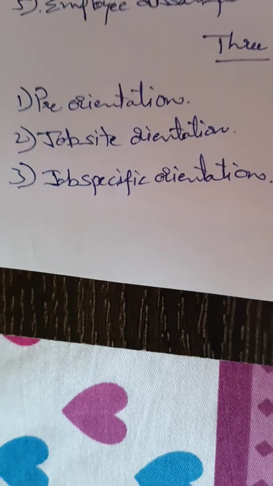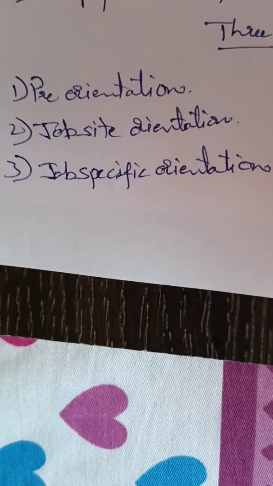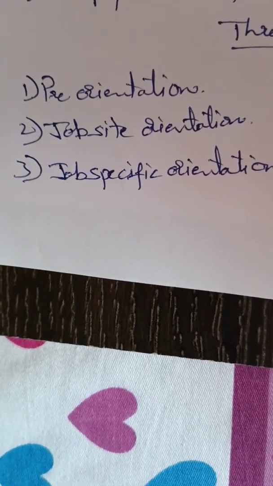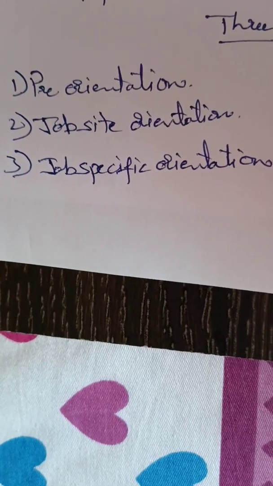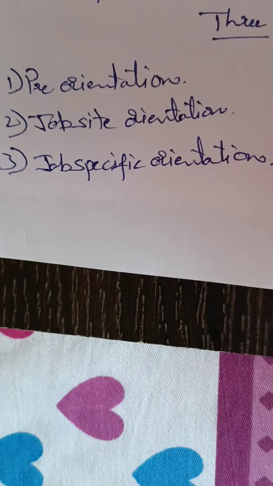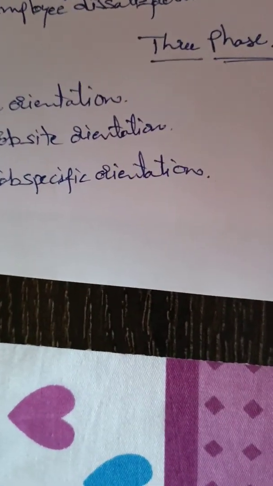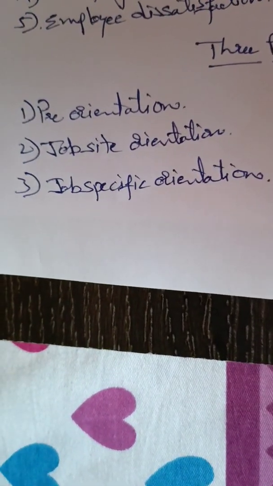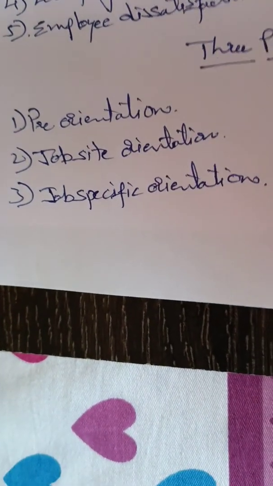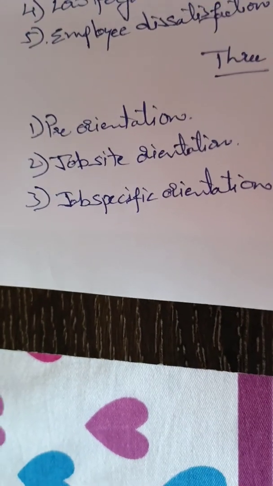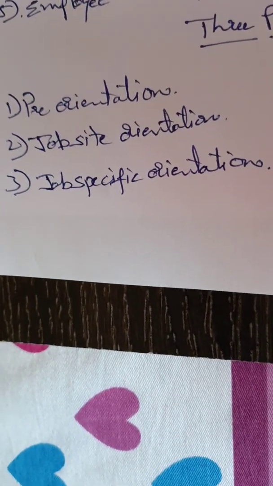You then, in continuation with the information that you provided before joining, give them all the information needed to perform and discharge his duties as an employee of your organization, in continuation with the pre-orientation, at the time of joining. It is called job site orientation.